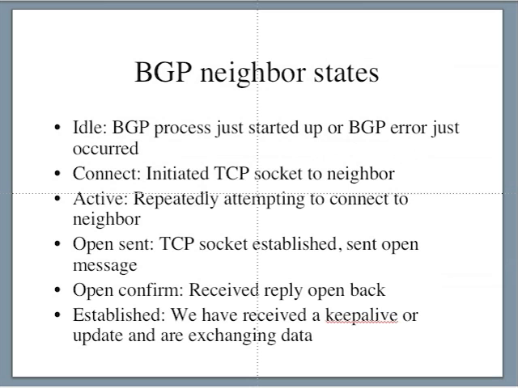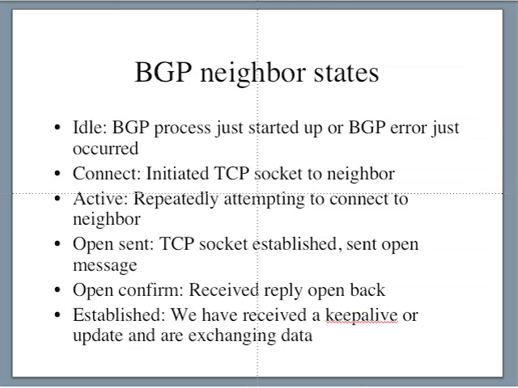Let's go into the BGP neighbor states. By states, I mean you have a BGP process in your router, and these are the states that the process can be in. The first is idle. When your router boots up, your BGP process just starts up, or a BGP error just occurred, your BGP process isn't trying to do anything, it's in the idle state. The connect state, that's where you initiate a TCP socket connection request to a neighbor. Active, that's where you're repeatedly attempting to connect to a neighbor via TCP socket.